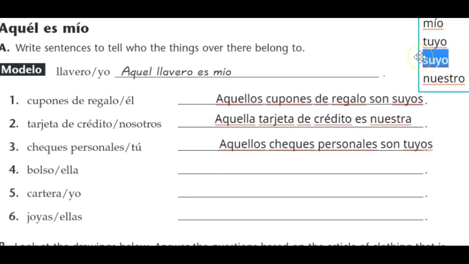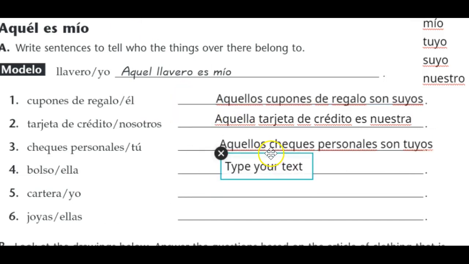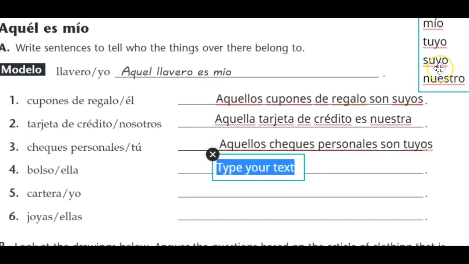Suyo is for everything else. His, her, yours. It could be y'all's, like all you people. It belongs to you guys. It could also be theirs. So suyo is for everything else. So you're going to see suyo a lot in this exercise, of course, because it's the most common of the possessive adjectives, simply because it stands for so many more than the other ones. Suyo can mean yours, singular, yours, plural, his or her, and theirs. So there's like 4 or 5 right there. Okay.